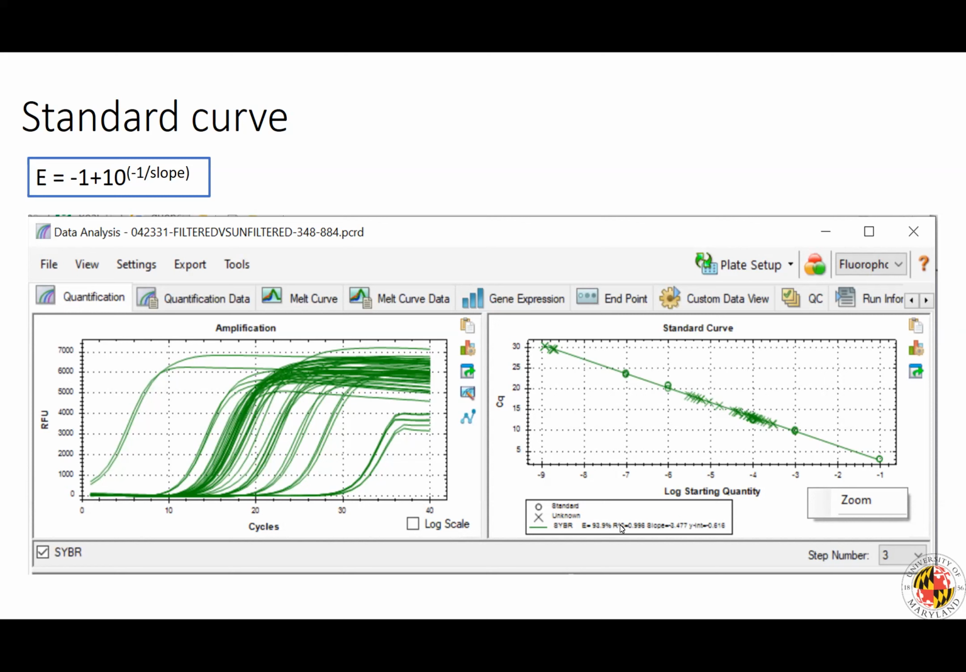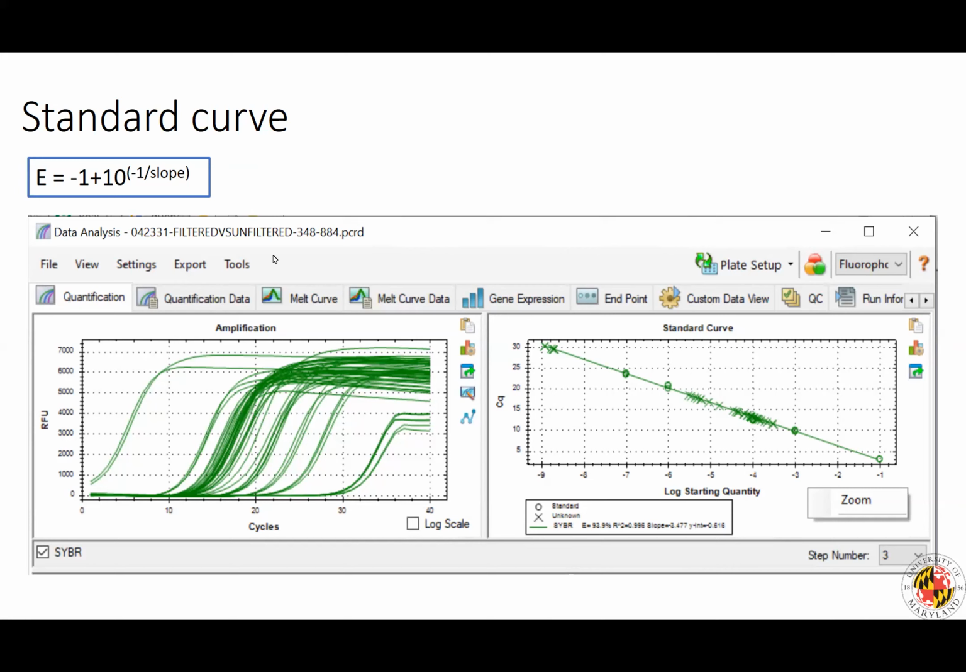The machine will give you an R-squared value, which is a regression that shows how linear our calibration curve is and how precise our quantification is going to be based on this calibration curve. It's also going to give us an efficiency number. Ideally, from one molecule of DNA, at the end of each cycle you're going to have 2. So it should double every time. If that happens, the efficiency is equal to 100%. But this doesn't happen all the time.